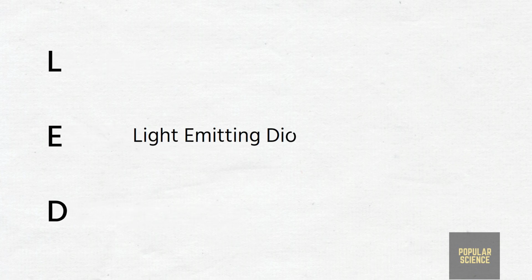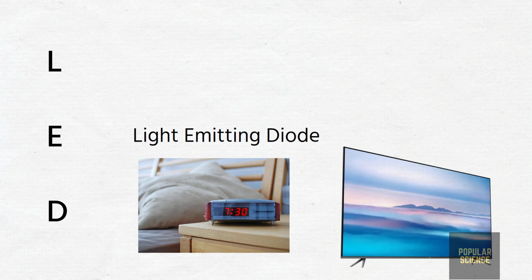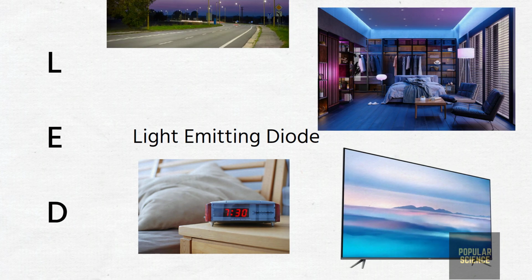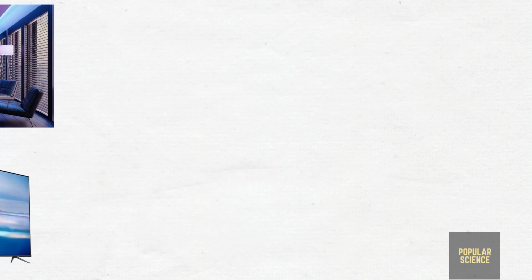LED stands for light emitting diode. They are being used in many devices like digital clocks, remote controls, LED TVs, or just as LED lights that illuminate rooms and roads. But what is an LED and how does it glow? Well, to understand this, we first have to understand what diodes are.